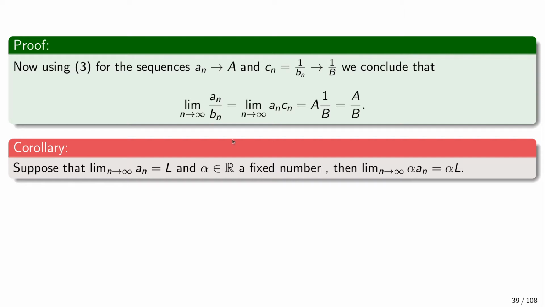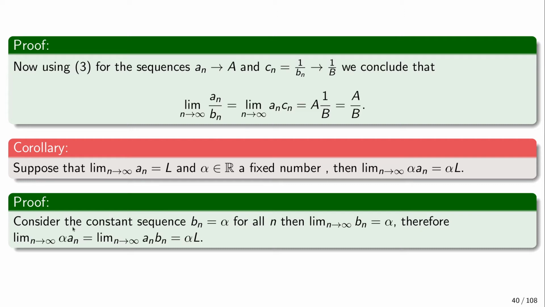But we didn't prove the property that if the sequence an converges to L, then if we multiply the sequence by some constant alpha, some scalar, the limit will be alpha times this limit. It is quite intuitive, and it can be proved directly from the definition, but let's see this way of thinking, which is proving this using part 2.